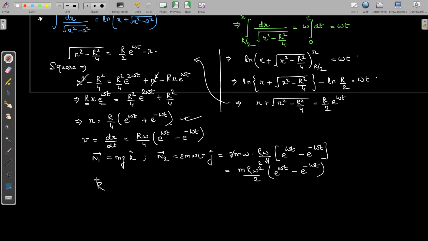If you want to write the net normal force, then that is simply N1 vector plus N2 vector. So the value of N1 is mg k cap and the value of N2 will be half of m omega square R times (e power omega t minus e power minus omega t), and the direction is j cap. So this will be the expression for the net reaction force.